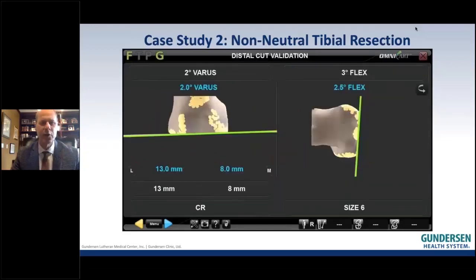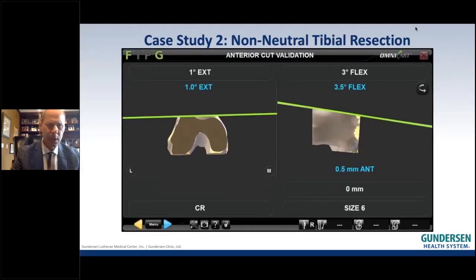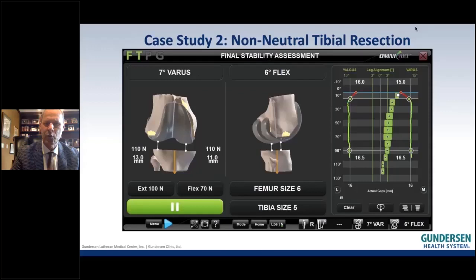And now here's our cuts. So we cut the femur 2 degrees varus, 2.5 degrees flexion. Here's our external rotation and flexion in our anterior femur and the coronal plane, rotational plane. And then here's our final stability plan, 16.5 millimeters in flexion, 16 and 15 in extension. So for a really hard, badly deformed knee, we have great balance with no midflexion laxity.